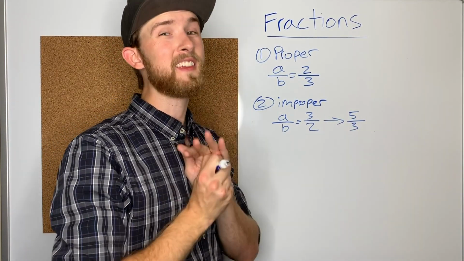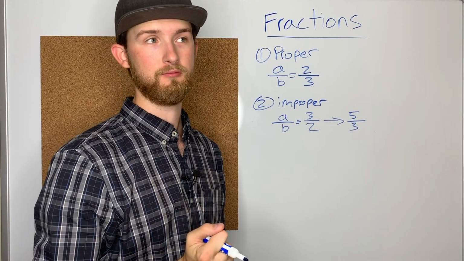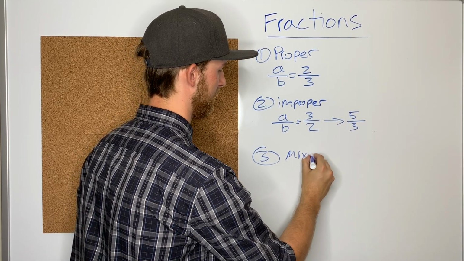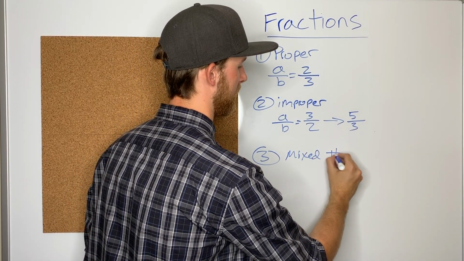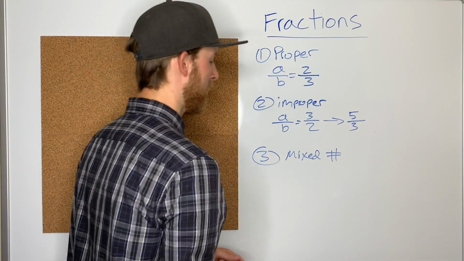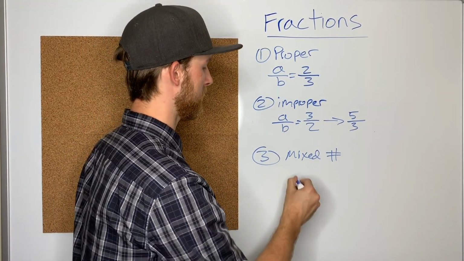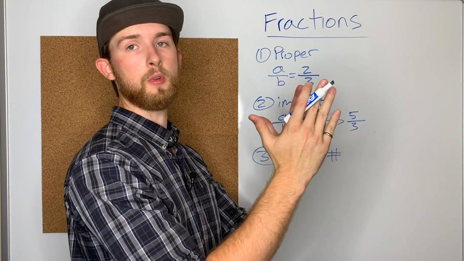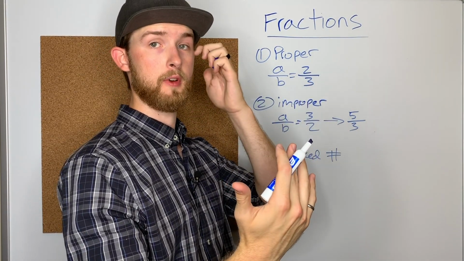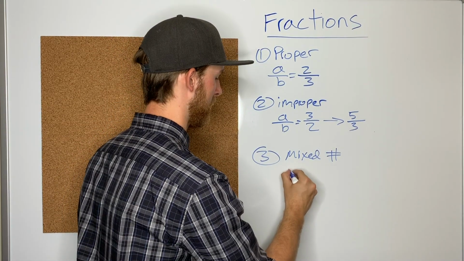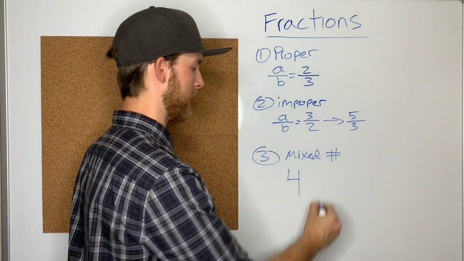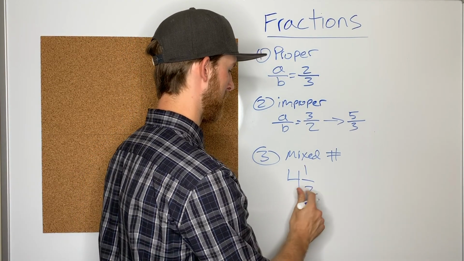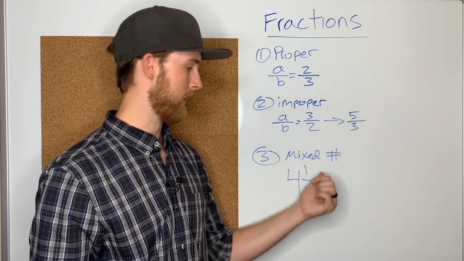So we have our last, and it's called mixed numbers. So this one here, you have mixed number. I'm going to put the pound sign. That means number. So basically for this, you're going to have a whole number attached to a proper fraction. So you have a whole number, 4. And next to it is just going to be something like, let's say, a half. So this would be 4 and a half.